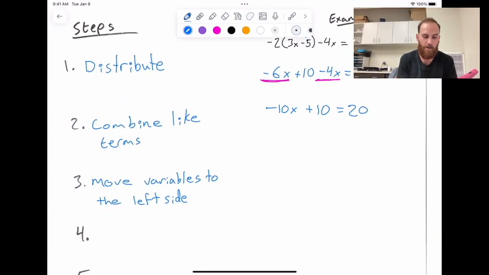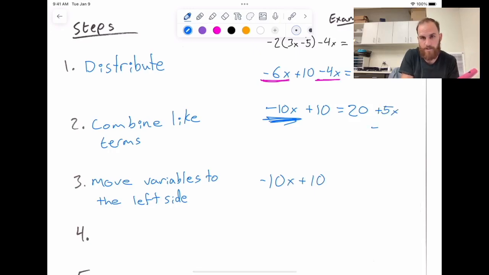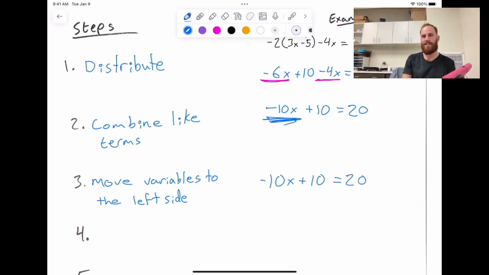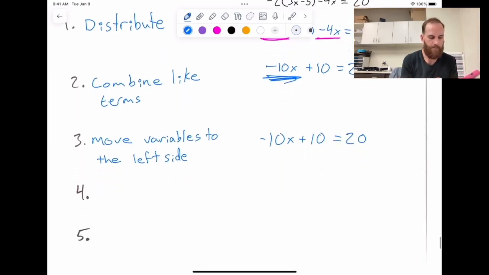As you can see, my variable's already on the left side. I'm going to keep it there. That's fine, all right? If I had a variable on the other side, like for example, if this was plus 5x, I would just use inverse operations to subtract it from both sides, all right? Now, I don't have a variable over there, so I don't really need to move my variables around, okay? But I'm going to move all of my constants to the right side.